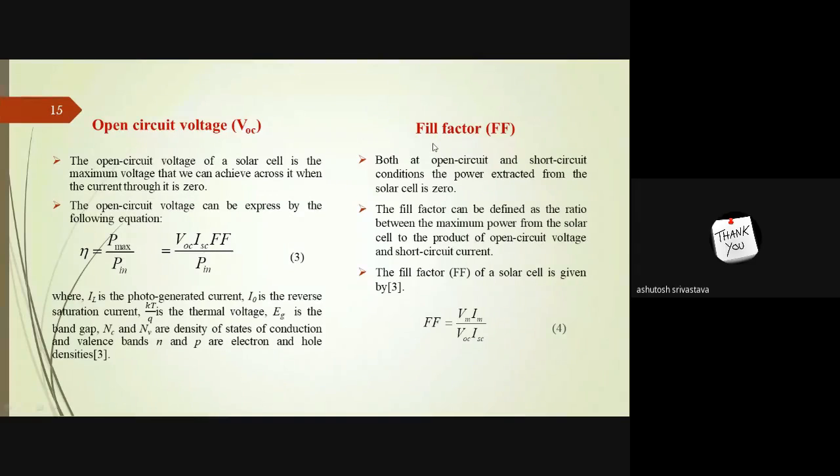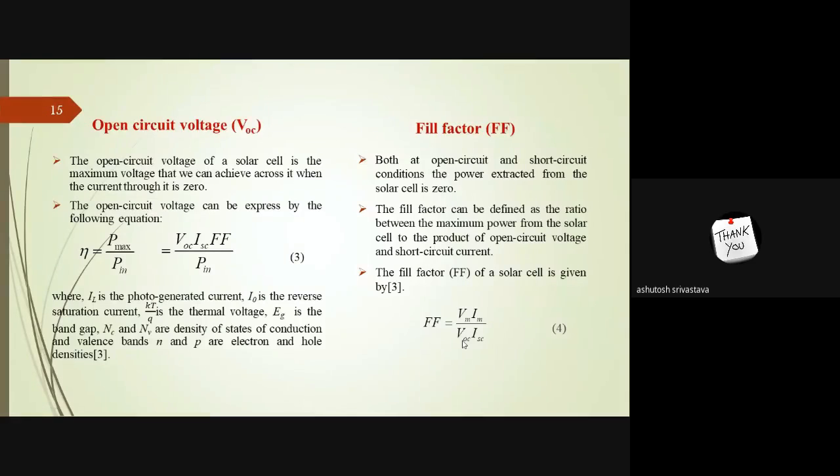Then comes the fill factor, FF. Both at open circuit and short circuit condition, the power extracted from the solar cell is zero. So fill factor can be defined as the ratio between the maximum power from the solar cell to the product of open circuit voltage and short circuit current. So fill factor is basically the ratio of the product of maximum voltage and current that can be extracted from a solar cell, divided by the open circuit voltage and the short circuit current.